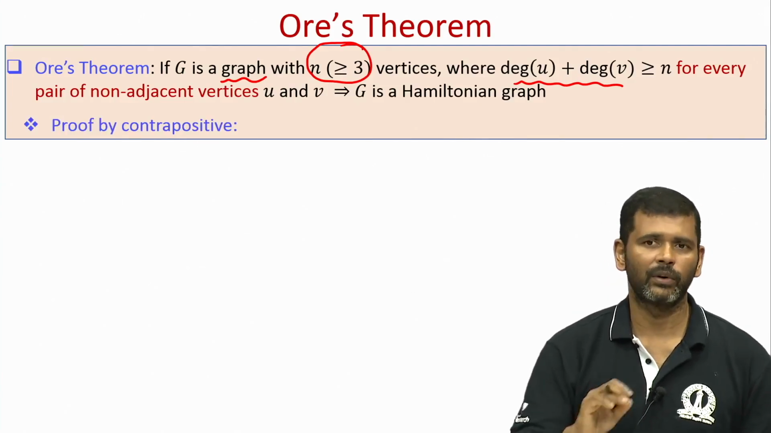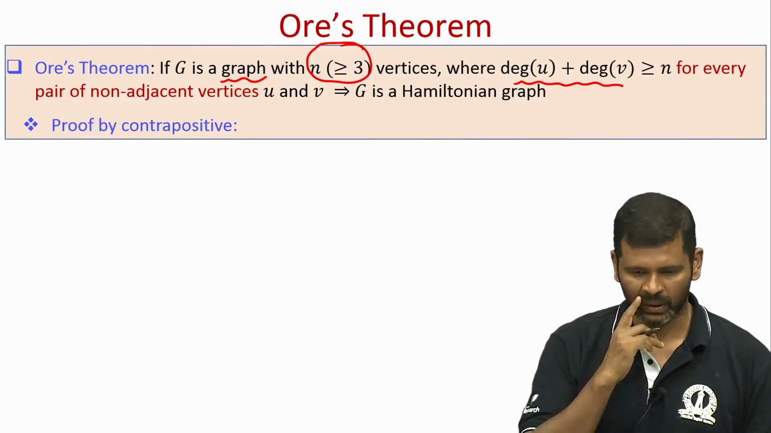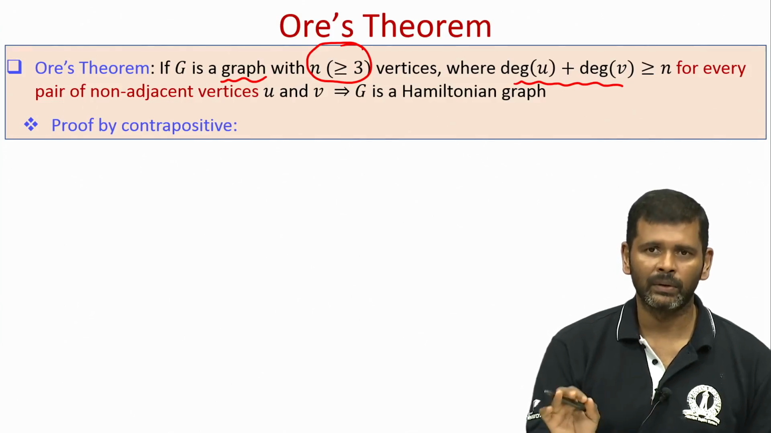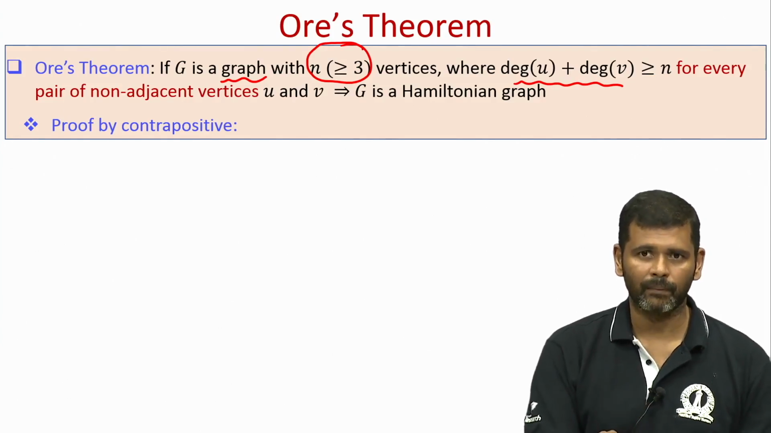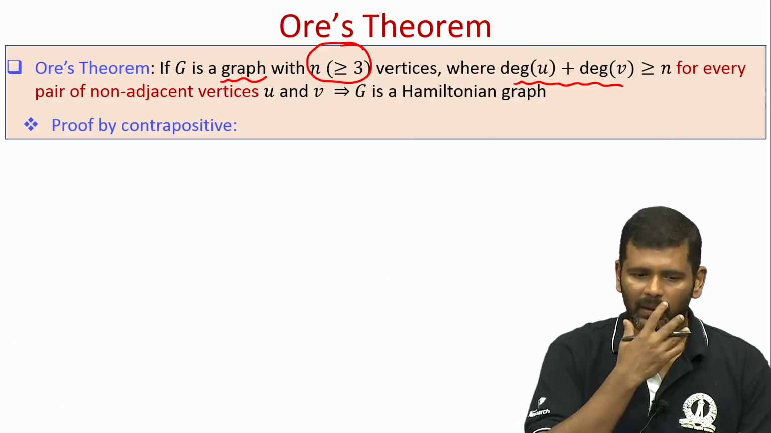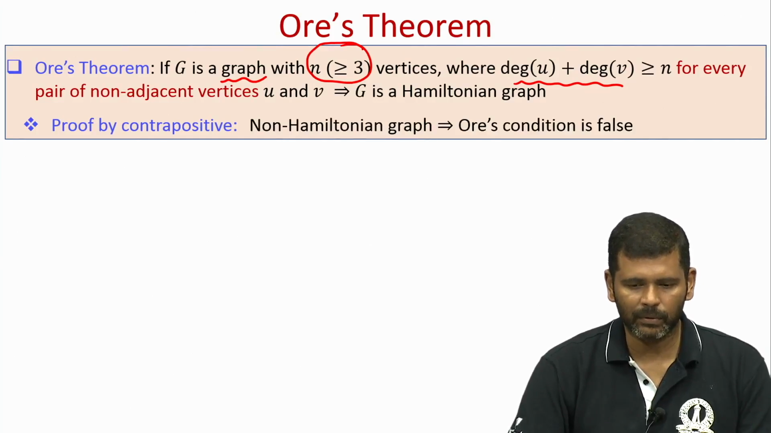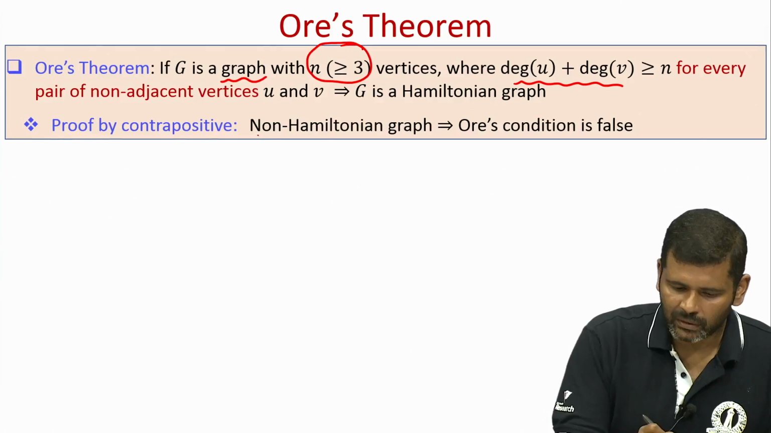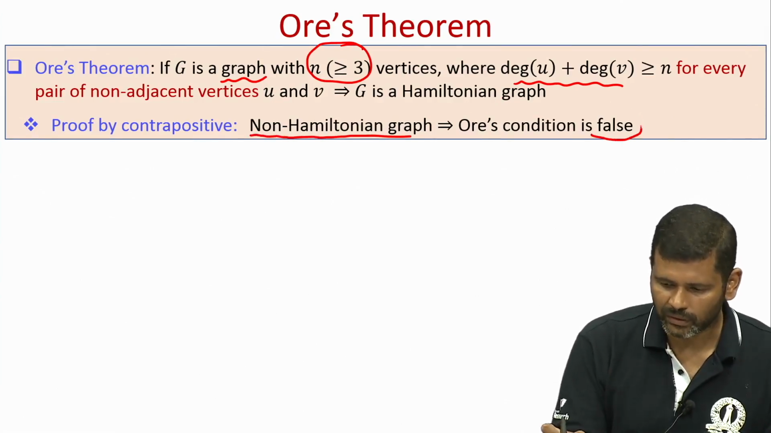That means we will not give you a concrete algorithm by running which you can find your Hamiltonian circuit or Hamiltonian tour, but rather we will argue logically that indeed this implication is true. That means we are giving a non constructive proof, where we are arguing by contrapositive. So what will be the proof by contrapositive? We will argue that if your graph G is not Hamiltonian, then Ore's condition is false.